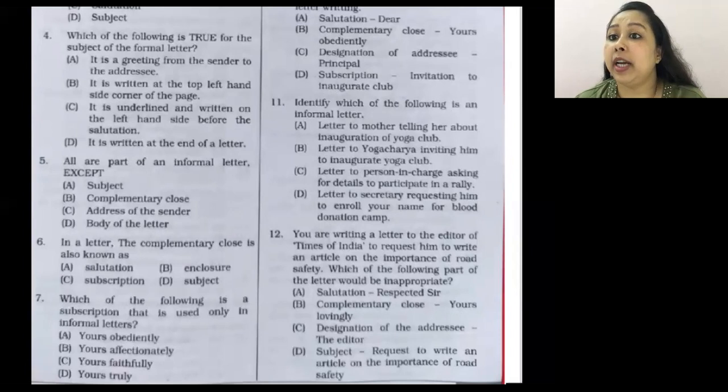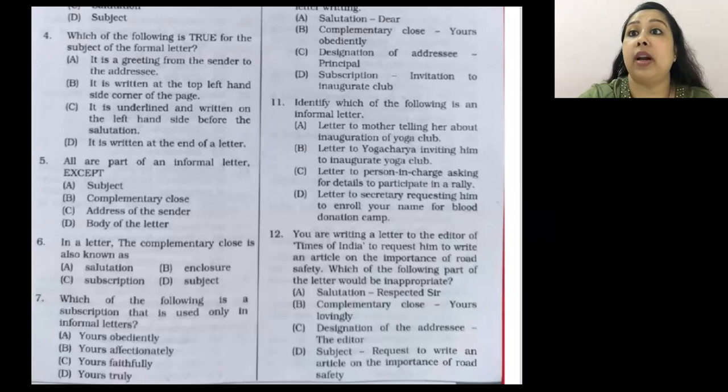You are writing a letter to the editor of the Times of India to request him to write an article on the importance of road safety. You tell me what is wrong here, what is inappropriate. Is the salutation inappropriate? Complementary clause inappropriate? Designation of the addressee inappropriate? What is inappropriate? Definitely for a letter to the editor, you never write yours lovingly. You write yours faithfully, you write yours truly, you write yours obediently. That is fine. Few more questions on letter writing and we end today's class.